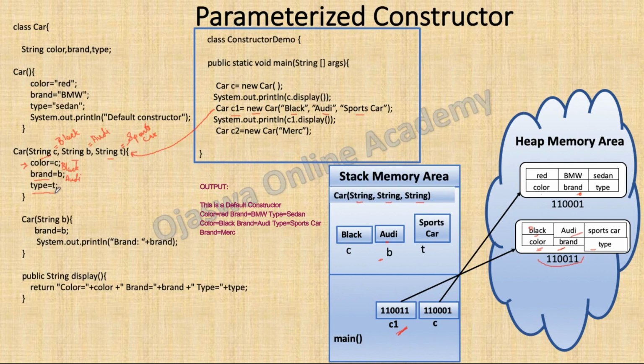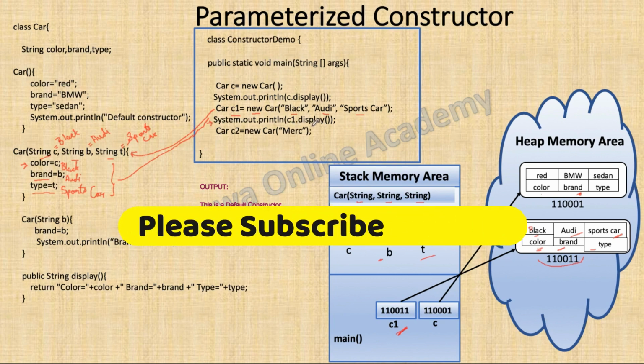Next statement is type equal to T. So T is having value sports car. So the value sports car is assigned to instance variable type and this is stored inside the object. After execution of this code, control will go back to the point from where it was called and the next statement is executed. Next is SOP C1.display.